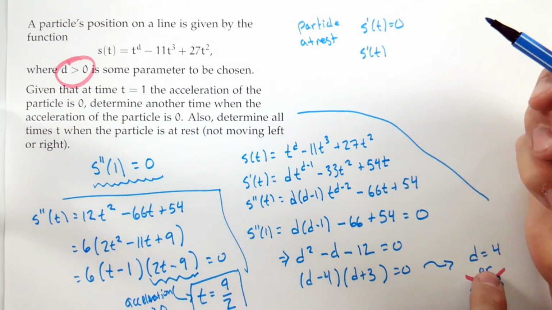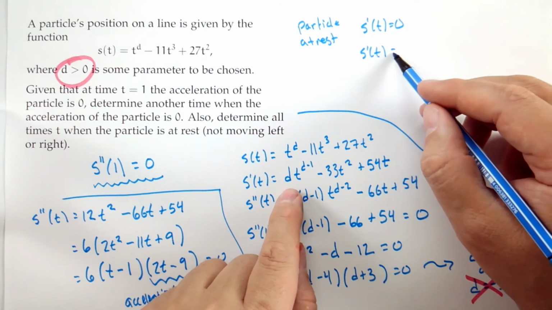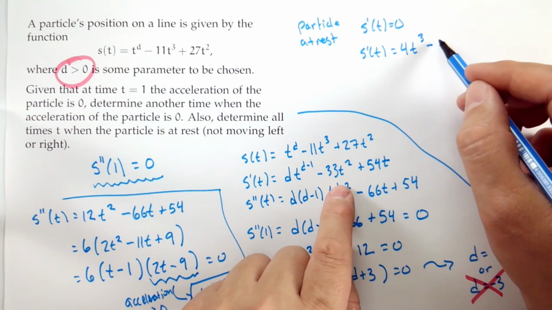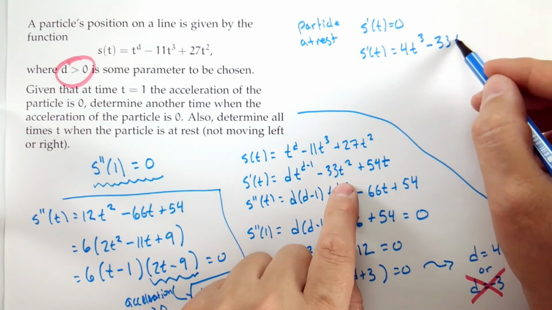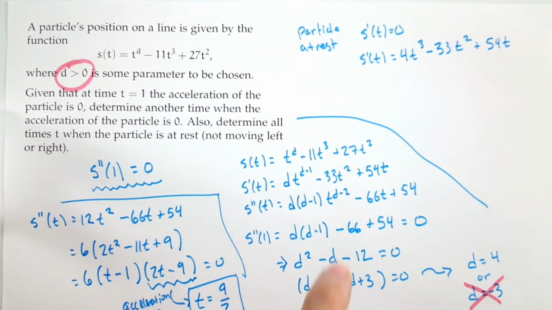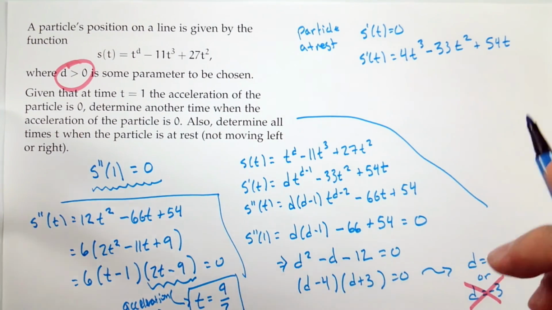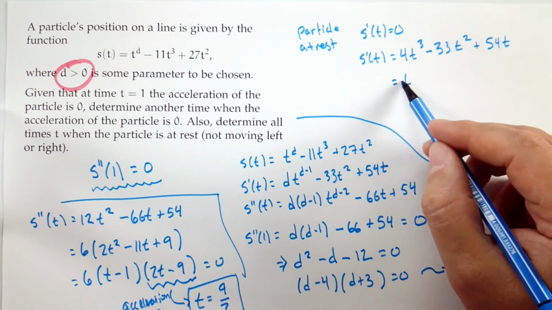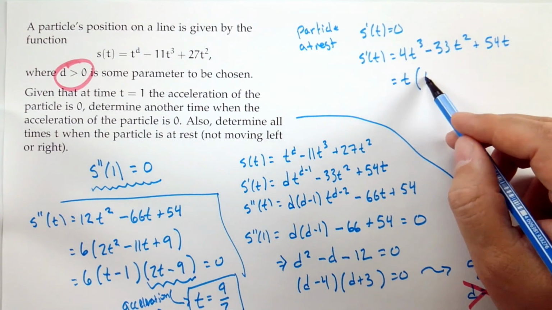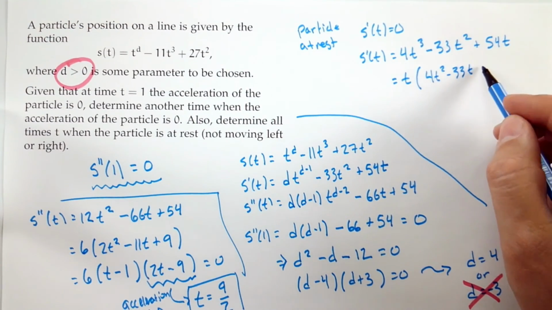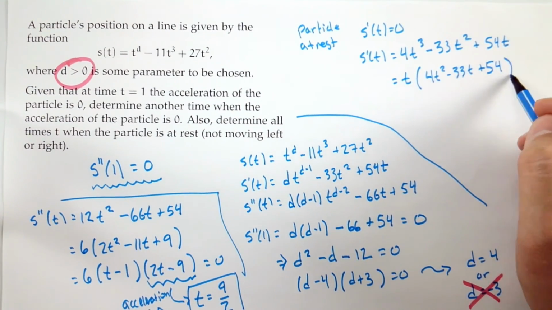We now know that d is 4, so that would be 4 times t cubed minus 33t squared plus 54t. Well, not a lot of common factors here. So, well, there is a t in common, so let's go ahead and pull that out. So that's t times, we get 4t squared minus 33t plus 54.